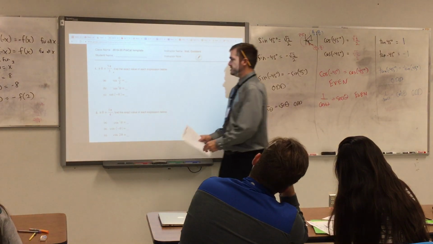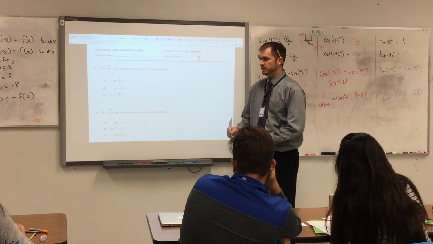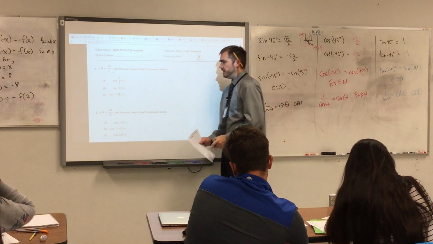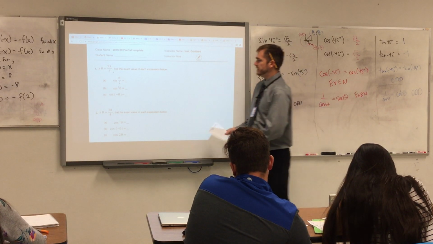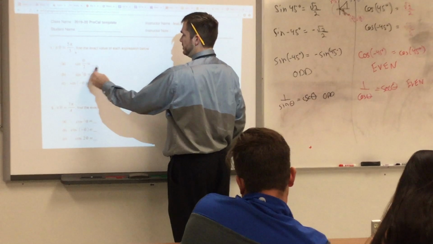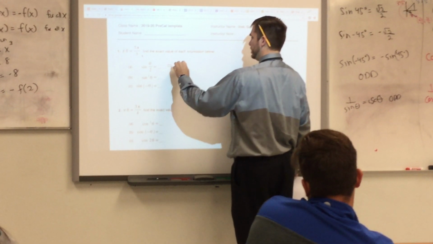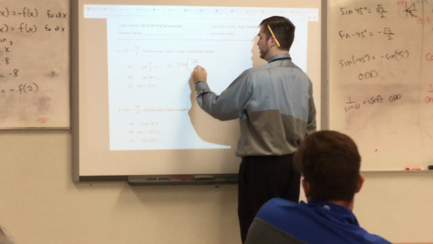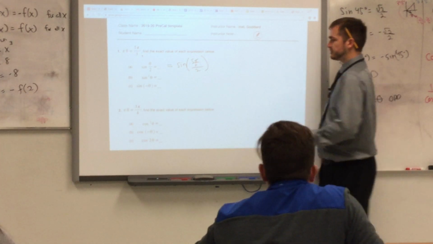Definitely gonna need some people fast on the draw with their trig charts here and the calculator skills. Here we go. Let's look at number 1. If theta equals 5 pi over 3, find the exact value of each expression below. All right. So this is sine of theta over 2. So I'm going to say that's going to equal the sine of 5 pi over 3 divided by 2.